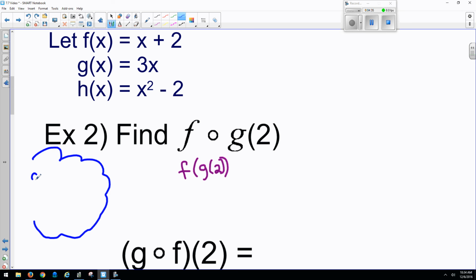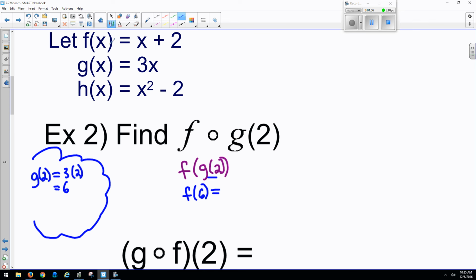So I want to figure that out. g of 2 would actually be 3 times 2. Do you see where I'm getting that from? 2 goes in for x in the g function. And so g of 2 is 6. So I'm just going to substitute. I just found what g of 2 is. It's 6. So I want to find f of 6.